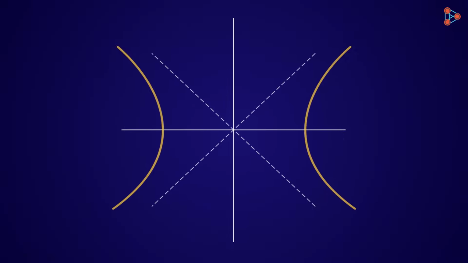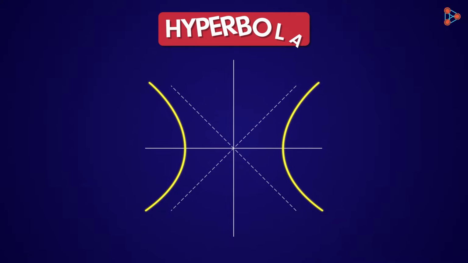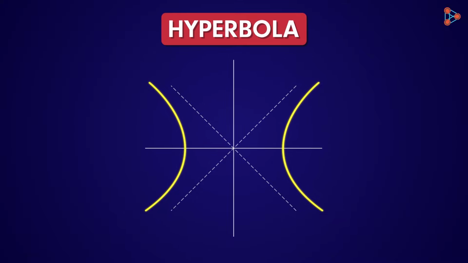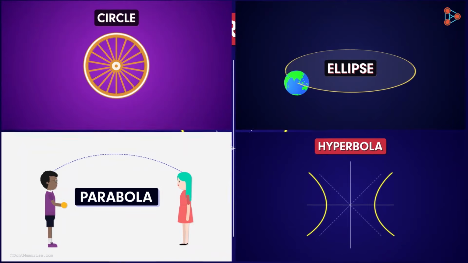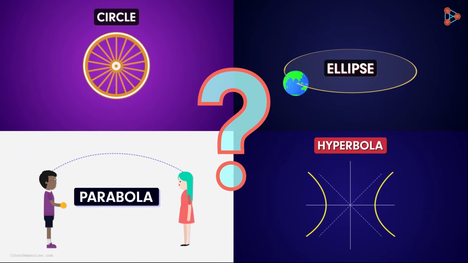There is another curve that we will see. It looks like this. It has two curves placed on either side of the axis. This curve is called a hyperbola. Interestingly, all these curves we just saw have just one thing in common. Can you guess what that is?